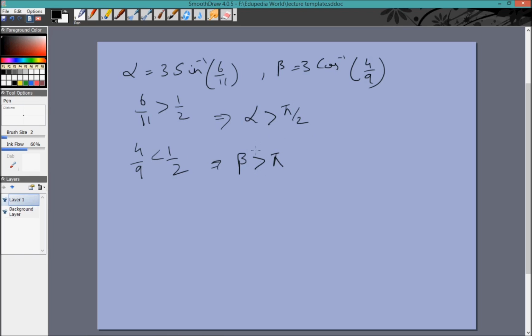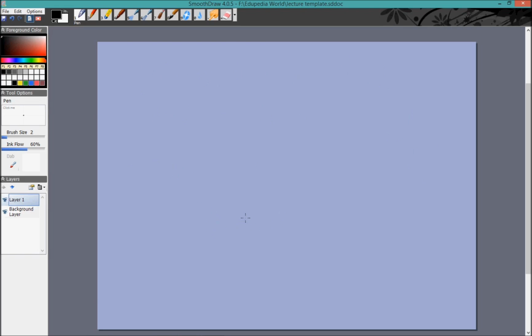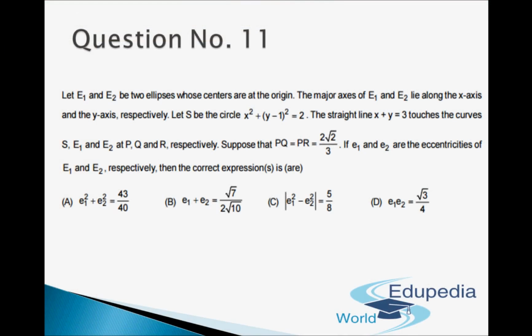Now alpha plus beta is slightly greater than 3 pi by 2. So alpha plus beta lies in the fourth quadrant, right? Somewhere here. So cos of alpha plus beta is indeed positive. So the third option is true. And cos of alpha is negative because it's in the second quadrant. So the answer to this will be B, C, D. Right. Let's look at the next question.